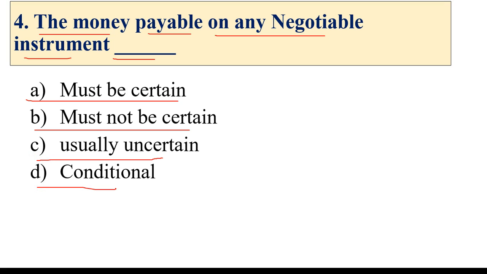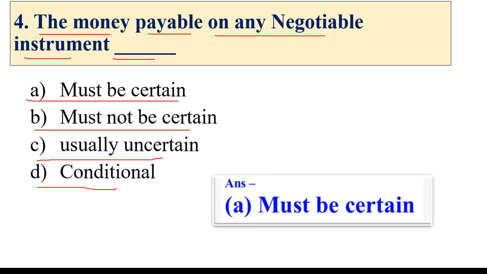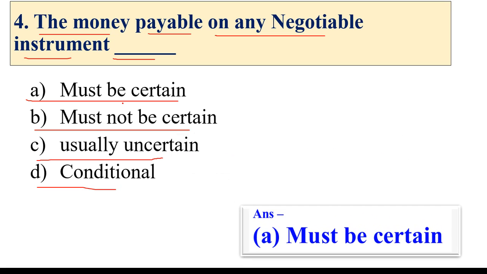So the money payable on any negotiable instrument, what should it be? Either option A, B, C, D. Choose the correct option and mention it in the live chat box. We'll see the correct answer. The correct answer is must be certain.